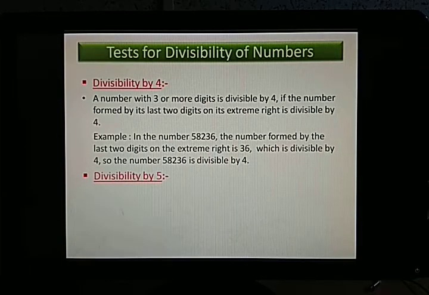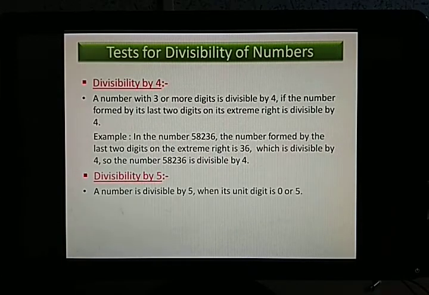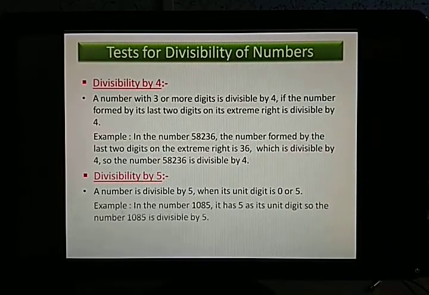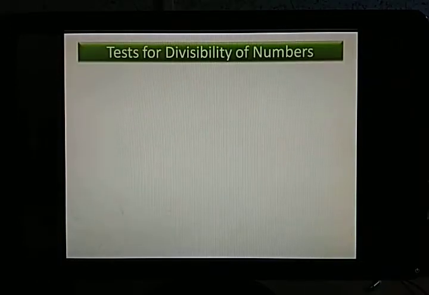Now next is divisibility by 5. A number is divisible by 5 when its unit digit is 0 or 5. It is similar to divisibility by 2. We just have to check the unit place. What is the unit digit here? 1085. The unit digit is 5. So if it is 0 or 5, then that whole number is divisible by 5. Clear?